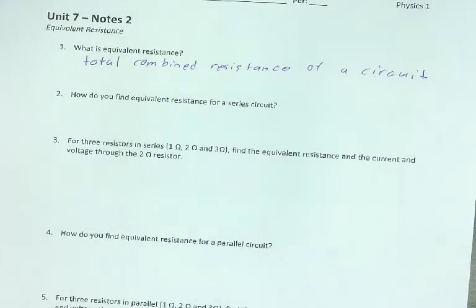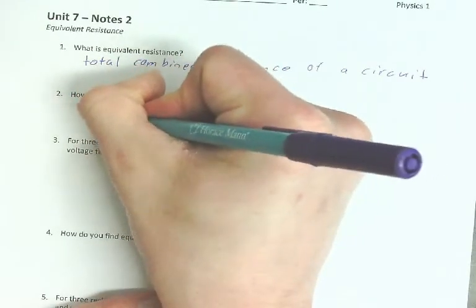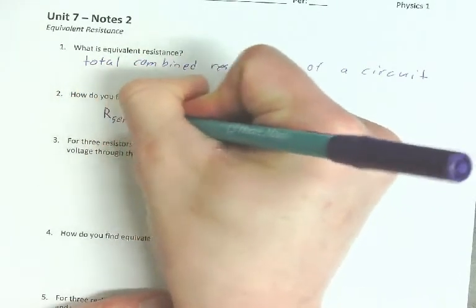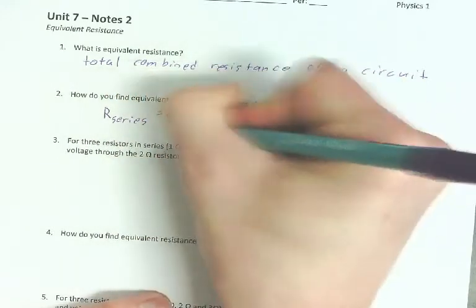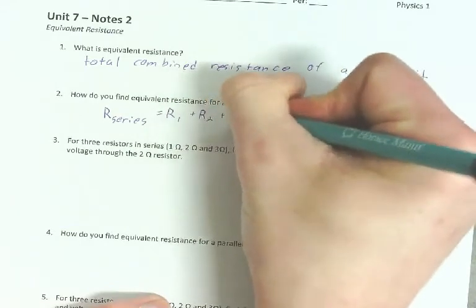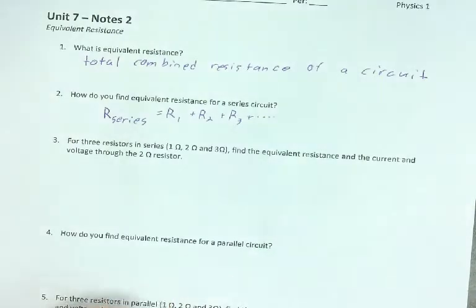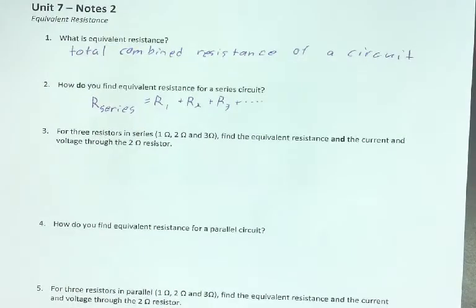So how do you find equivalent resistance for a series circuit? This is going to blow your mind, okay? Be prepared. Mentally prepare yourself. Here we go. Ready? Resistance total for series is resistor 1 plus resistor 2 plus resistor 3 plus whatever else there is. You add. I know. It's tough. Hope you guys can handle it.